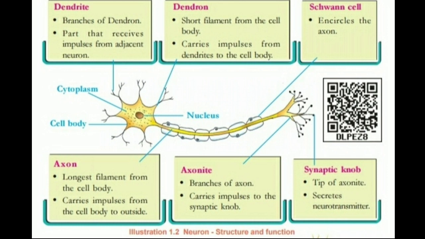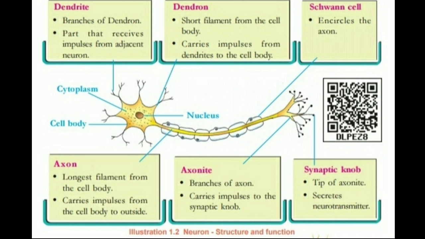Dendrites are the branches of the dendrons. They are the part that receives impulses from the adjacent neuron. Dendrites are receiving impulses from the adjacent neuron. Dendron is the short filament from the cell body. It carries impulses from the dendrites to the cell body.